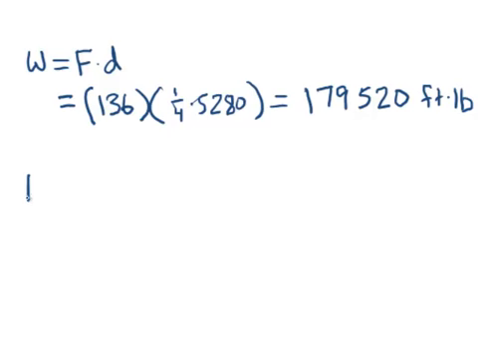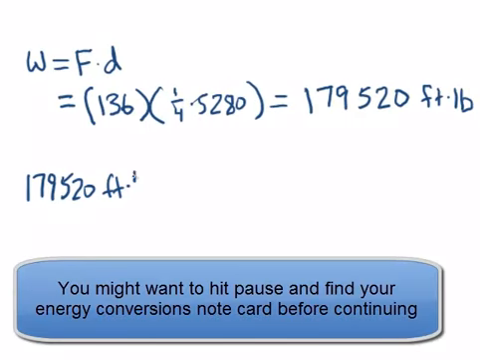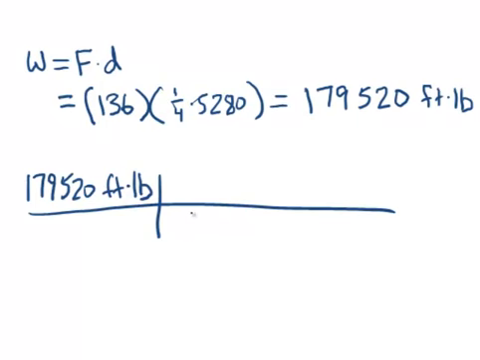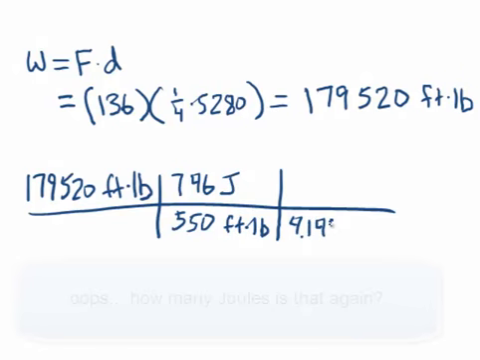To do that, we'll start with 179,520 foot-pounds. And we'll have to do a couple conversions to get that into calories. The first conversion I'll do is to convert from foot-pounds into joules, and that conversion is 746 joules is equivalent to 550 foot-pounds. If you wonder why I use that weird fraction of numbers, you'll have to watch the power video because those are both related to a horsepower. And then to convert from joules into calories, there are 4.148 joules in 1 calorie.